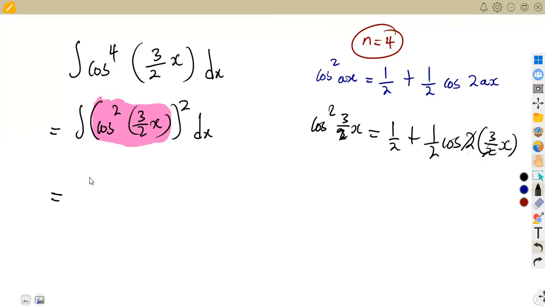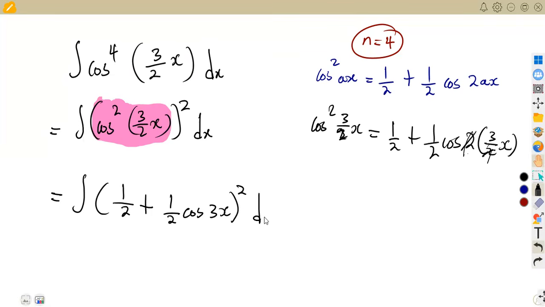So at the end, this here is going to be the integral of this cos squared x. This one alone gave us 1 over 2 from our trigonometric identity, 1 over 2 plus 1 over 2 cos 3x. Remember, this canceled, so this is now 3x. So it's now cos of 3x, squared. So everything has changed. It was 3 over 2x, now it's 3x.